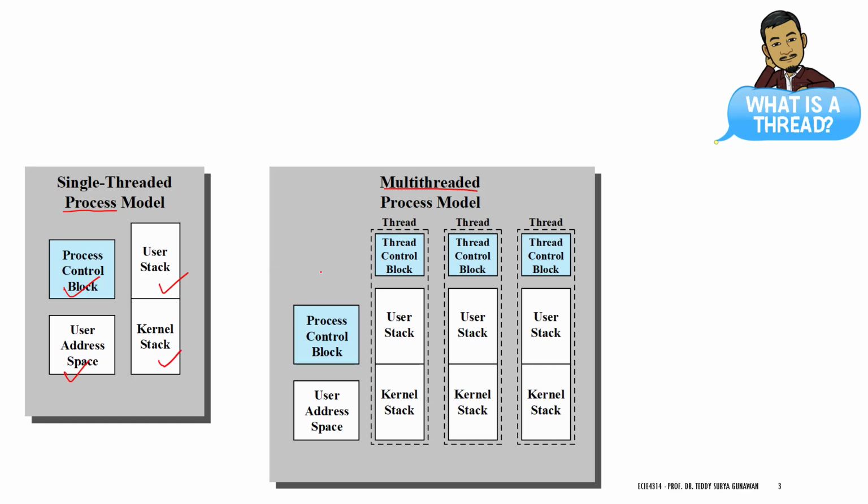Okay, as you can see from here, the thread is part of a process. It has its own thread control block. It has its own user stack and kernel stack, and interestingly, it has the same user address space, the same memory space as the process. So what does it mean? It means that thread number one can read the memory here, and it can also be read by thread number two, and by thread number three. This is normally used for the shared memory programming model.